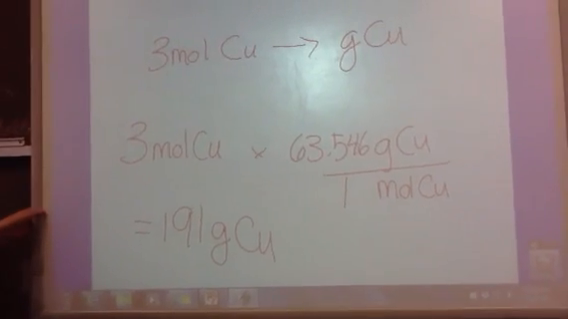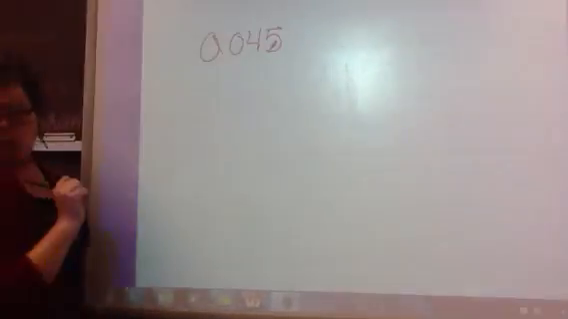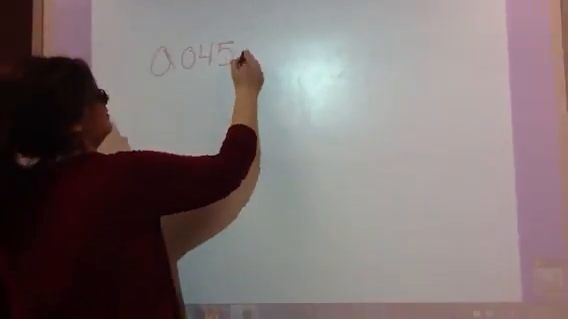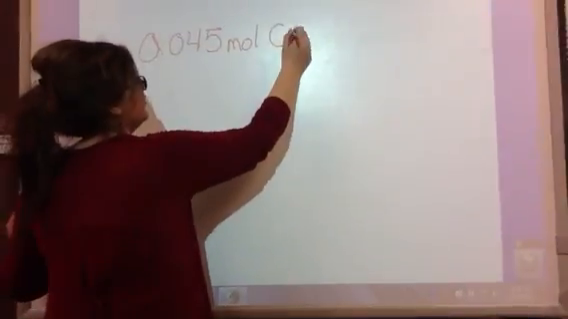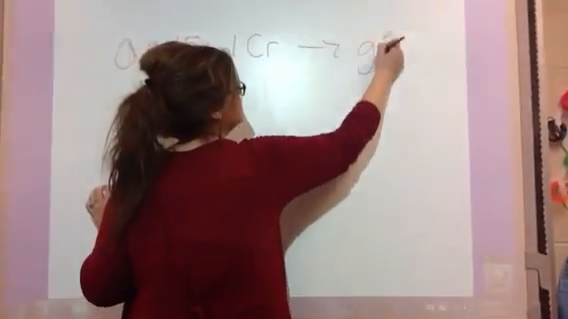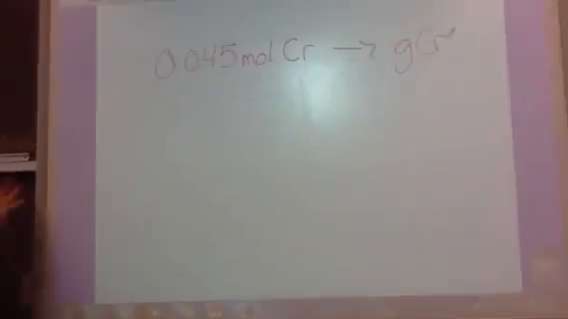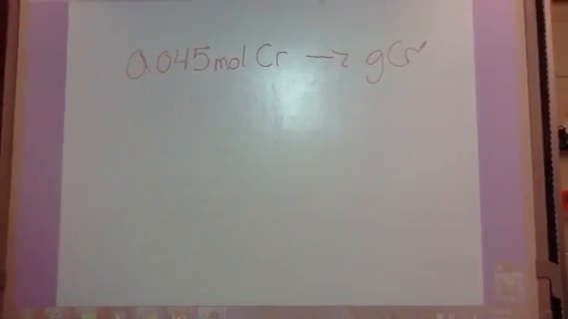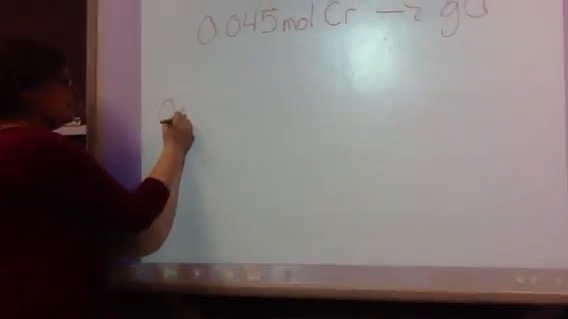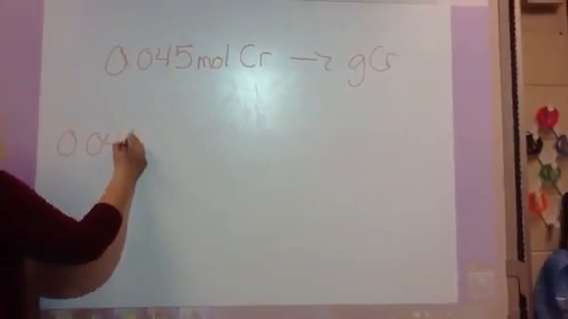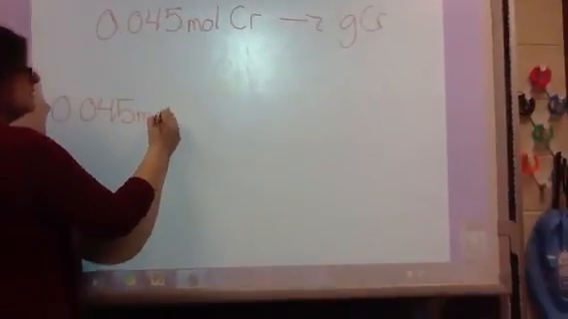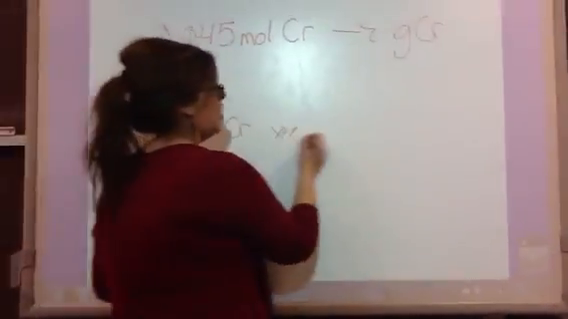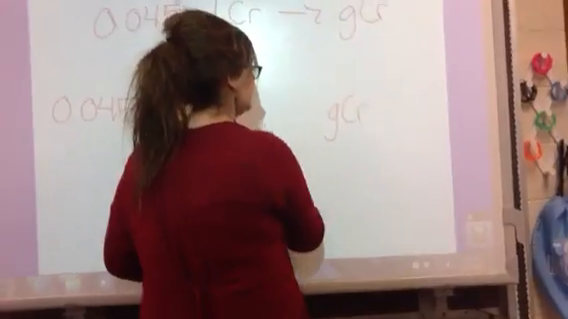Let's do another one of these. Let's say I give you 0.045 moles of chromium. And I want you to convert that to grams of chromium. So I gave you moles of chromium, I want grams of chromium. So let's first write out what I gave you. It's 0.045 moles of chromium. I want grams of chromium.